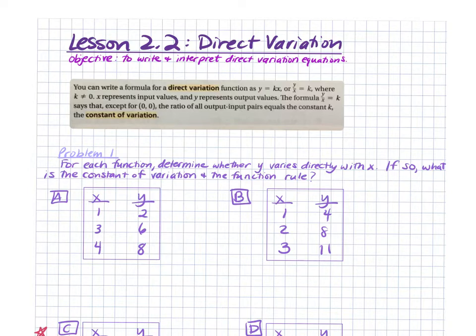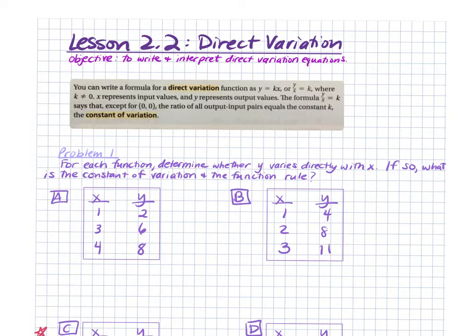If you divide both sides by x, you also have y divided by x equals k, where k is a constant, so it's always the same number, and that constant is called the constant of variation. So the first thing we'll do is just look at these functions and determine if y varies directly with x. That's something you say if it's direct variation. If y varies directly with x, then it's just x times a number gives you y no matter what.